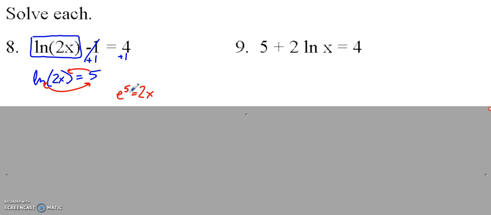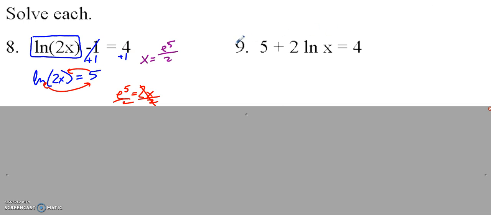So now I've taken what used to be inside a log, and now it's not inside of a log anymore. And then I solve for x, divide by 2. So as an exact answer, x would equal e to the 5th over 2. If you have a calculator and if you are going to write that as a decimal, you can just plug that into your calculator. E to the 5th and then divided by 2. All right, I'm going to leave it exact because that's the way I like them.